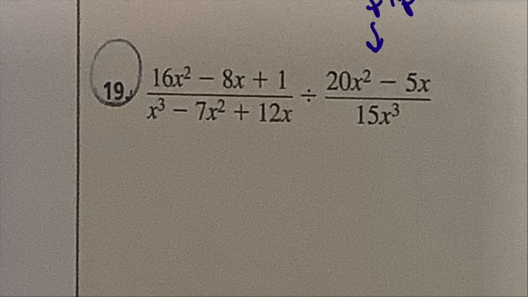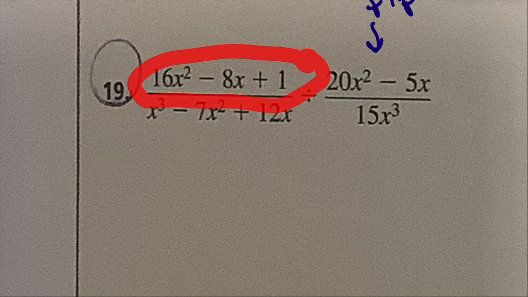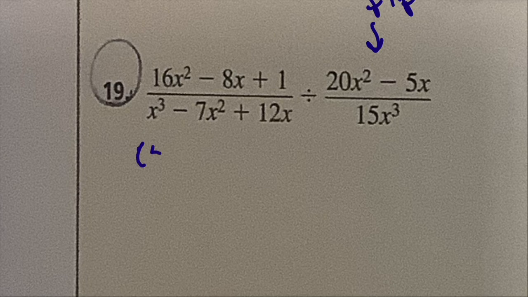Now, this first piece here is a really good one to use slide and divide on. The 16 would slide over. What are the factors of 16 that add up to 8? That would be 4 and 4. However you do your factorization, that top piece ends up being 4x minus 1 times 4x minus 1.